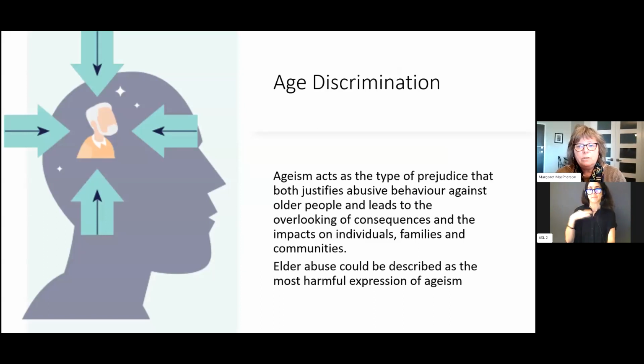Age discrimination is a type of prejudice that actually justifies abusive behavior and leads to the overlooking of consequences. This is part of the larger systemic inequities. You could think about elder abuse as the most harmful expression of ageism. So we're not just talking about how it happens at the individual, organizational and community level. We also need to be talking about how it happens at a societal level.